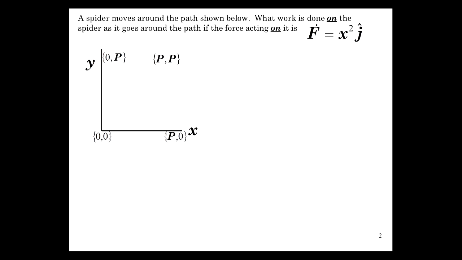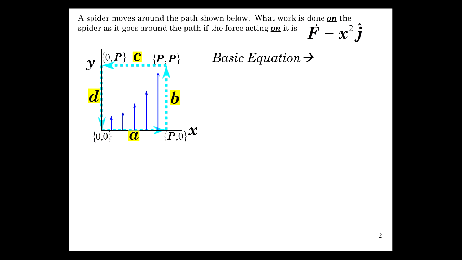And just to clarify the path, there is path A from 0,0 to P0, and then it goes from there up to PP, and then back to 0P, and then back to 0,0 again. So there we just put in the actual approximate forces.